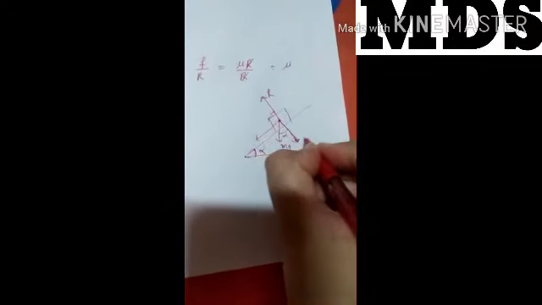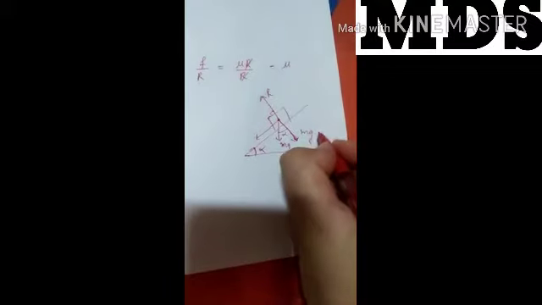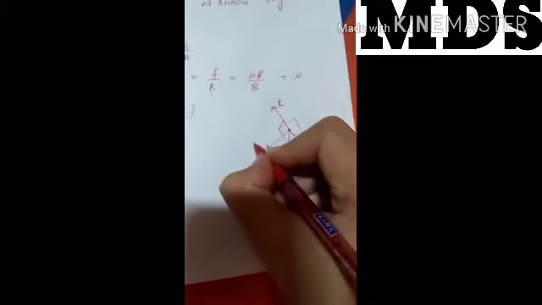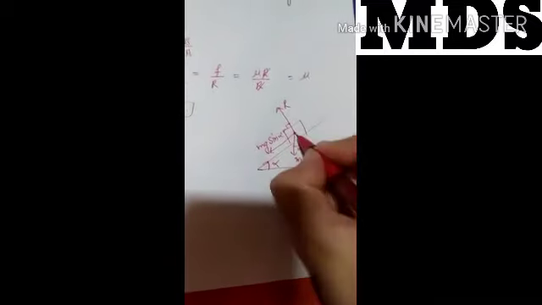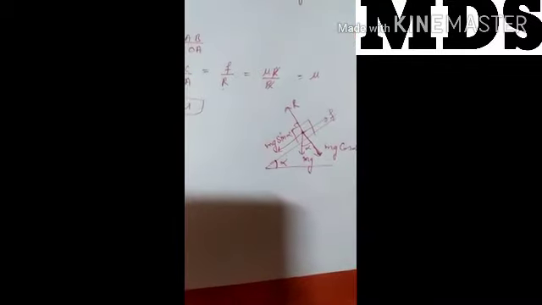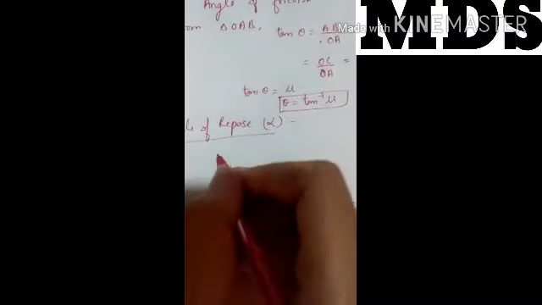Now along this one, the component resolution of mg is cos alpha, and in this direction it will be sin alpha. In this resolution, R is the normal reaction and F is the friction. There is a rough surface, so friction will act in the backward direction, opposite direction. Clear?